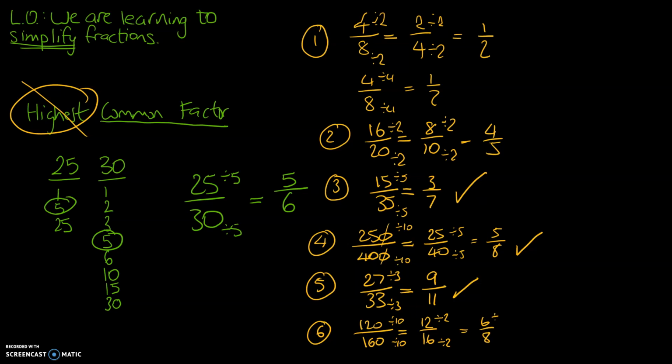And again, still even. We can divide both of those by 2. 3 over 4. We've got an odd number now. So we've got to think of other numbers, but it doesn't look like there are any other common factors, which means 3 over 4 is our final answer.